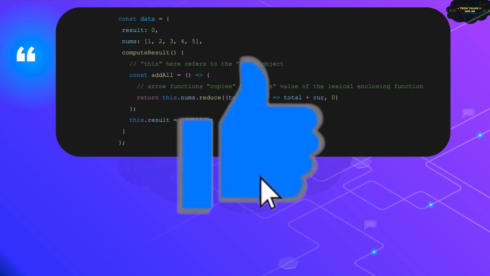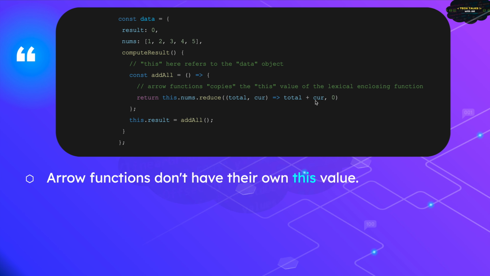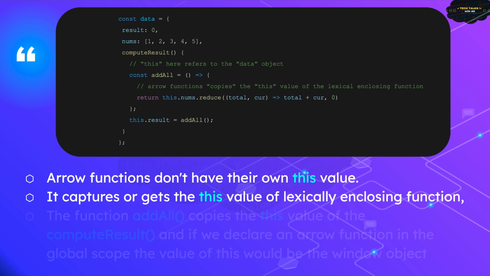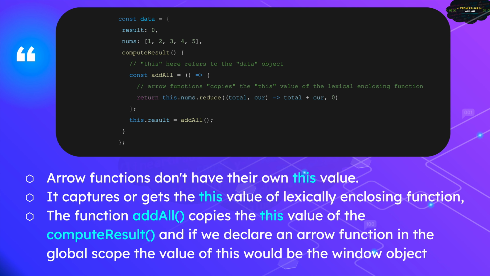Let's look at the example. Arrow functions don't have their own this value. They capture the this value of the lexically enclosing function. The function addAll copies the this value of computeResult, and if you declare an arrow function in the global scope, the value of this would be the window object. So in this example, this has the value of the computeResult function.